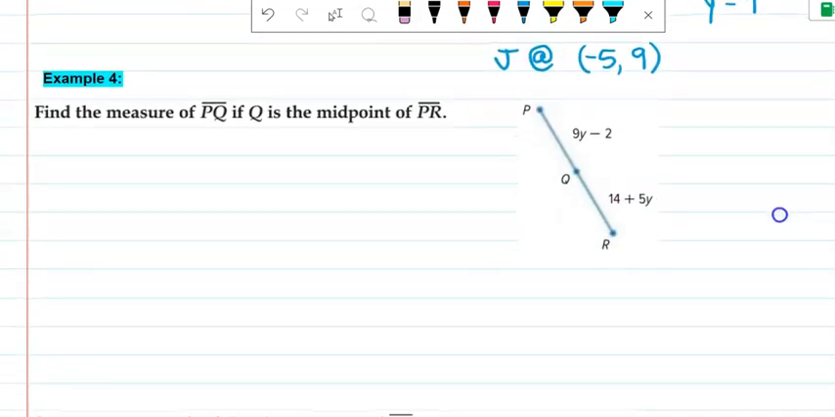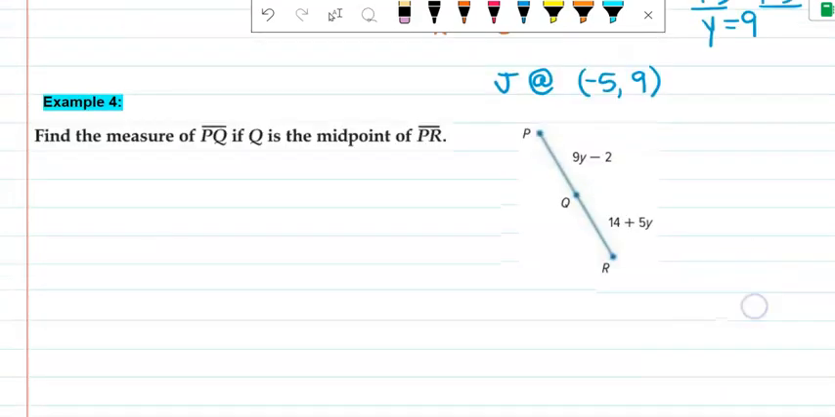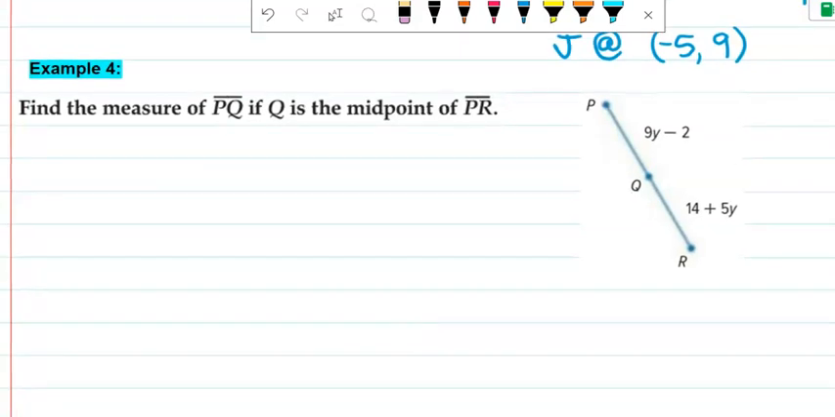All right. I think this is the last one. Yes. Okay, so last one. It says find the measure of PQ if Q is the midpoint of PR. So in the last video, when we were finding distance, we were usually given PR. We could do PQ plus QR equals the whole thing, add them together and set it equal. But we have an issue here because we don't know PR, but we know that Q is the midpoint.